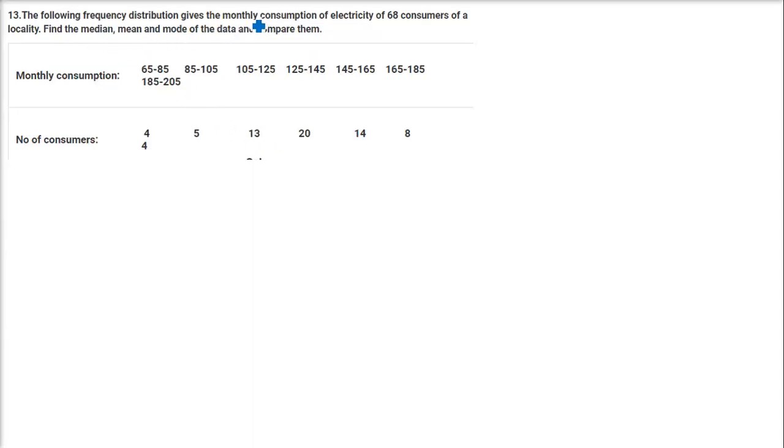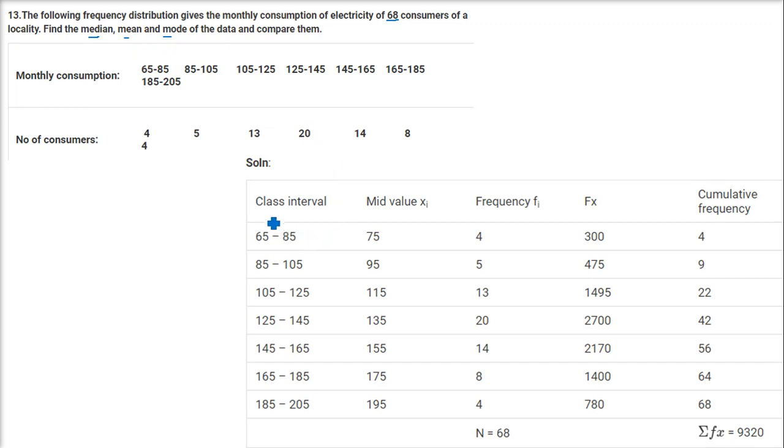This distribution gives the monthly consumption of electricity of 68 consumers of a locality. Find the median, mode and mean of the data and compare them. First we'll make a table. We'll find the mid value, that is 65 plus 85 by 2, lower plus upper by 2. We have to do this for all of them, so we get the mid value. This is the column for the mid value.